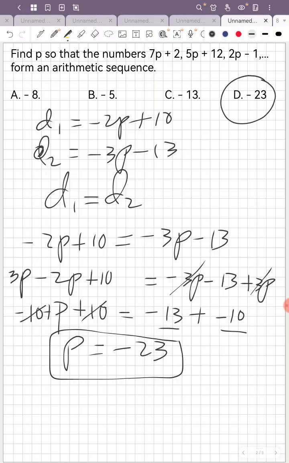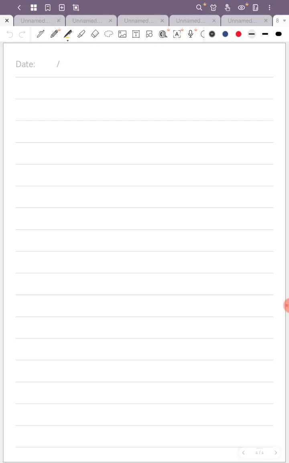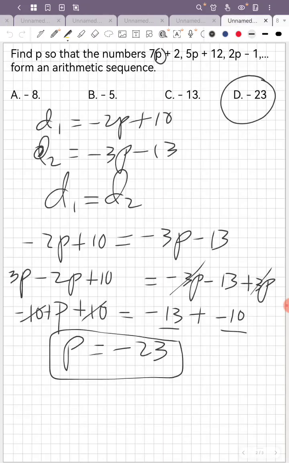You can do the checking. You can actually do the checking by replacing P with negative 23. And if you do, it will result to an arithmetic sequence.